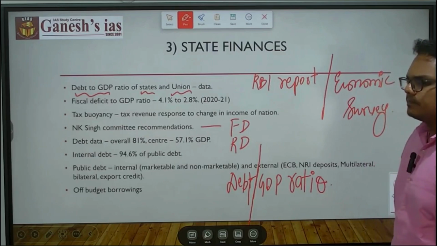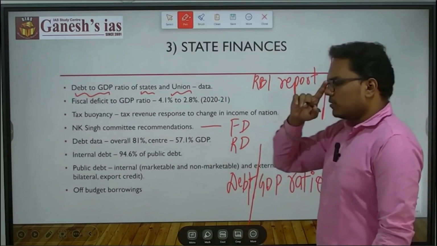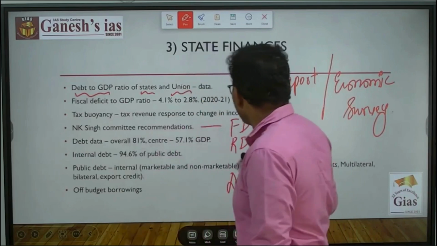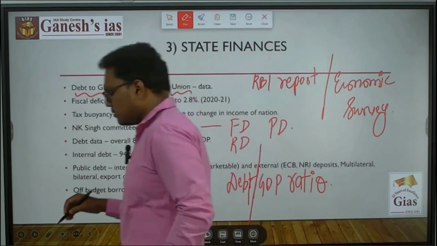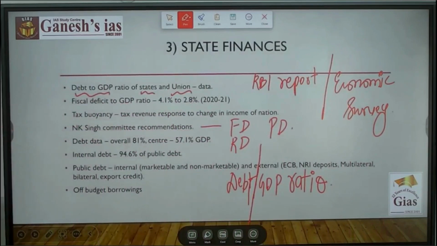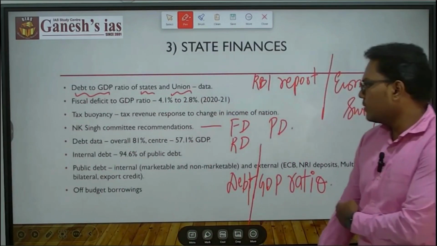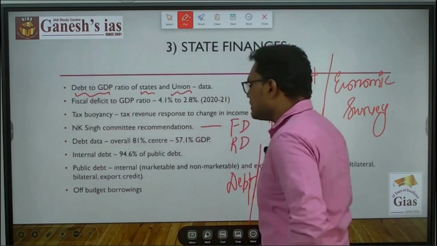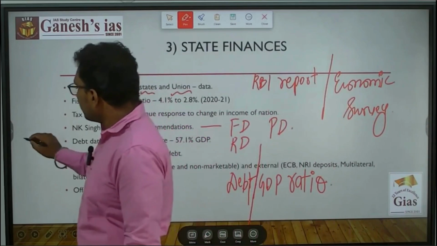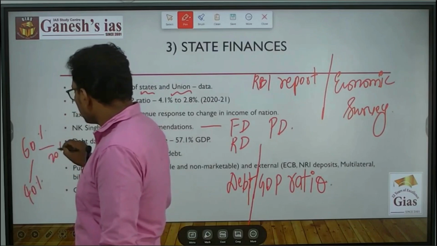and then there's one more term. I think I'm unable to recollect the other term, but you just need to be aware of the other terms. What is primary deficit? I think that is very important. And then the overall debt data for both union and state governments put together is like 81%, and for the union government alone it is like 57%, whereas the target set by the NK Singh committee is 60% overall, with 40% for the union government and 20% for the state governments.